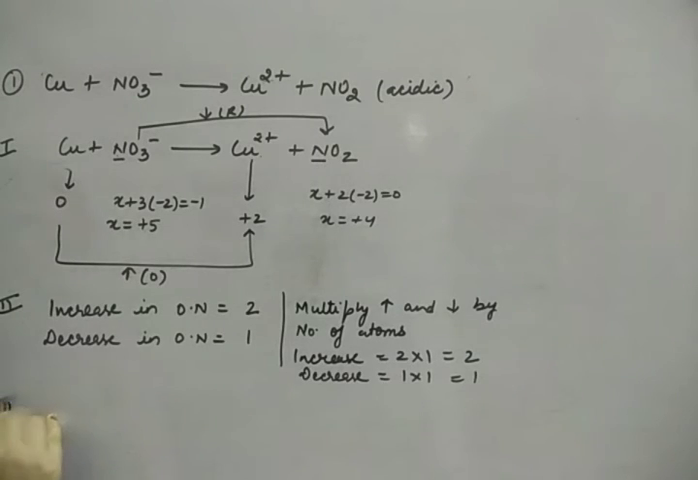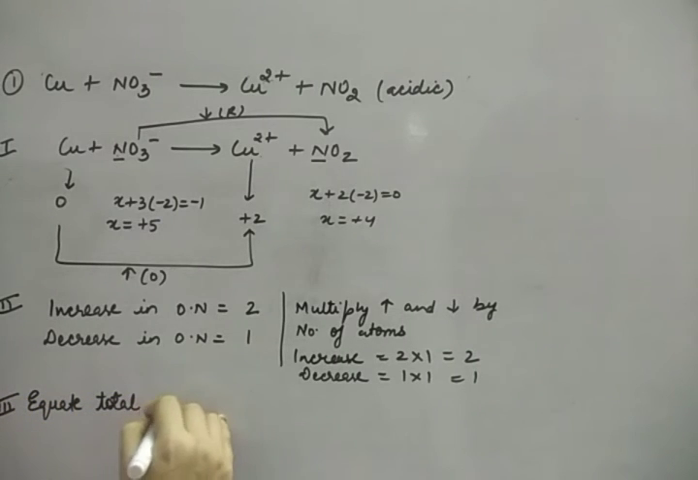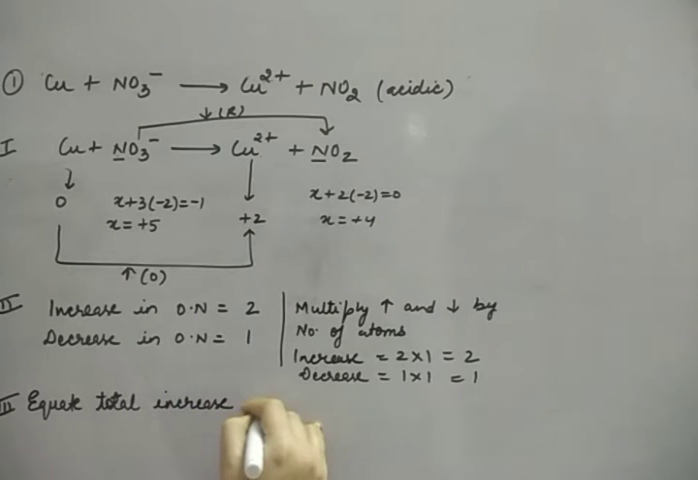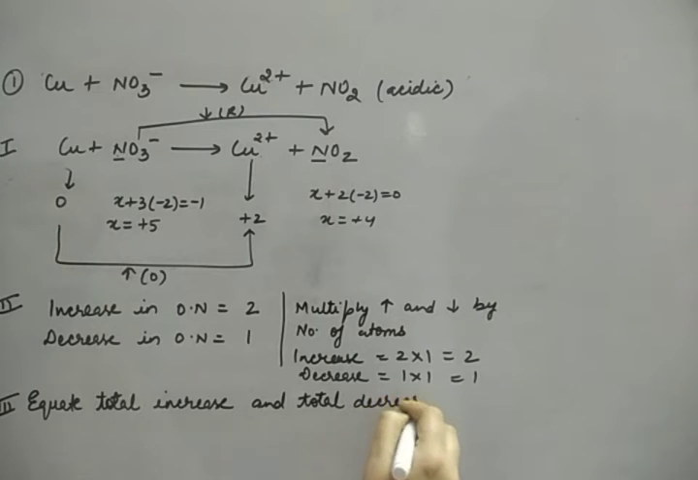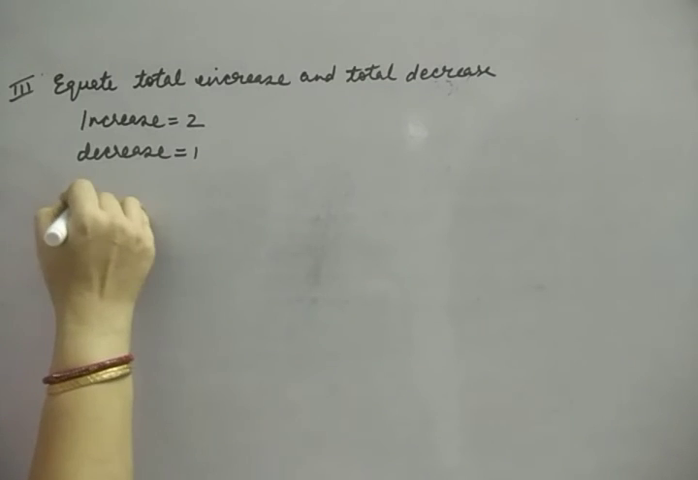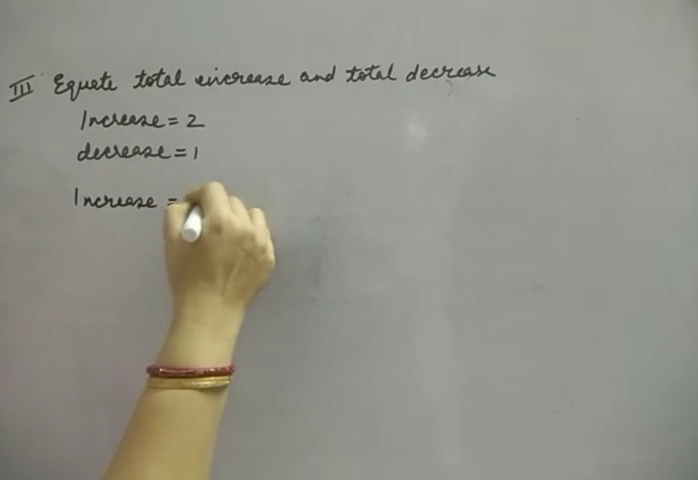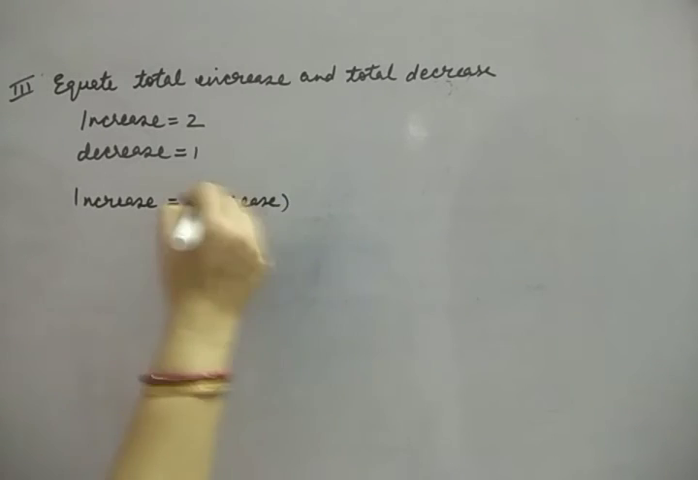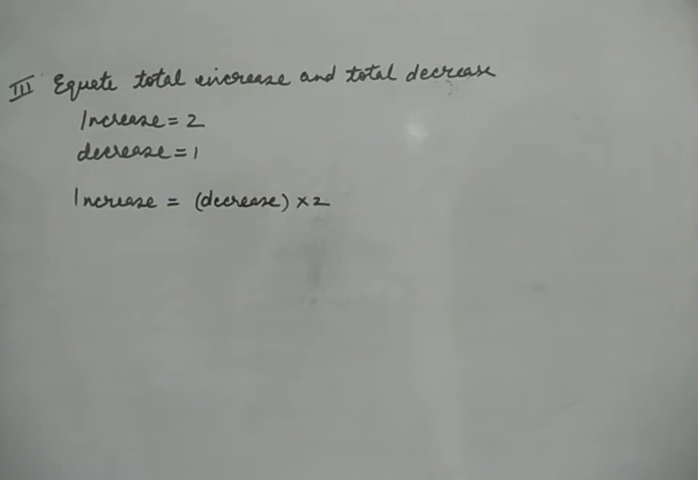Now the next step is to equate total increase and total decrease. Now how are we going to equate, we'll see. Increase is 2 and decrease is 1. So how are we going to equate? Increase will become equal to decrease if you multiply the decrease by 2, because we can equate only by multiplying. So decrease we are going to multiply by 2.